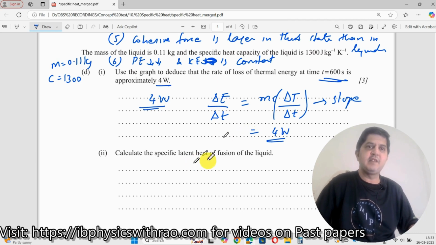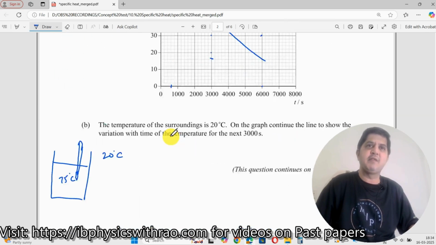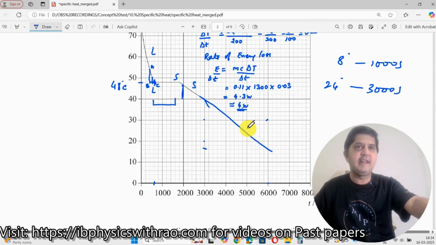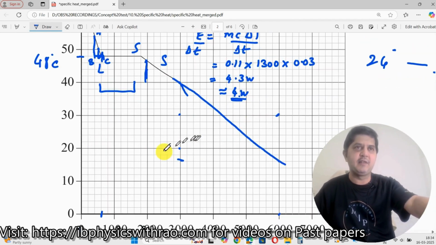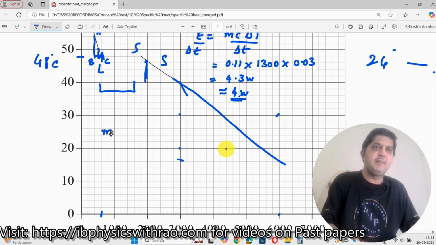Okay, now let us move on to the next one. Calculate the specific latent heat of fusion of the liquid. Okay, a wonderful question to be noted down here. The reason is, you may think, how do I calculate it over here? What is specific latent heat of a liquid or a gas? Here it's a liquid, not even a gas. So how do I find it? Latent heat is given by m into L.